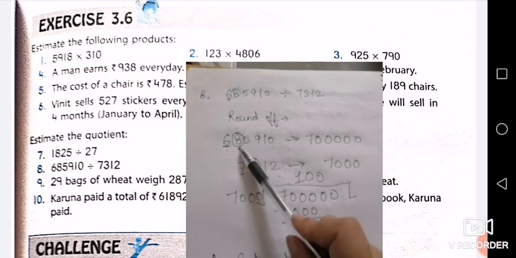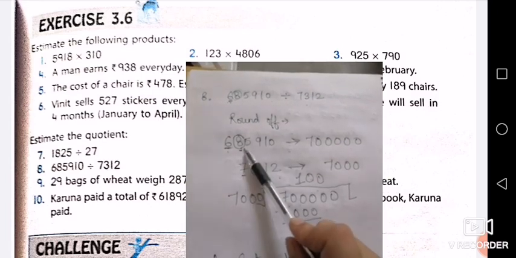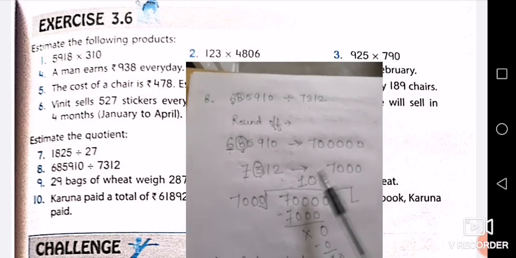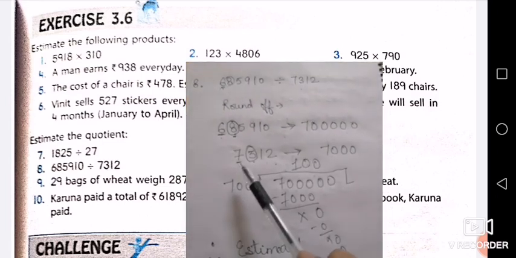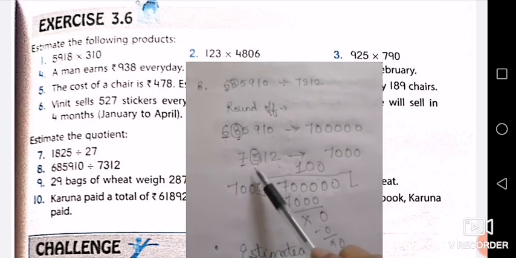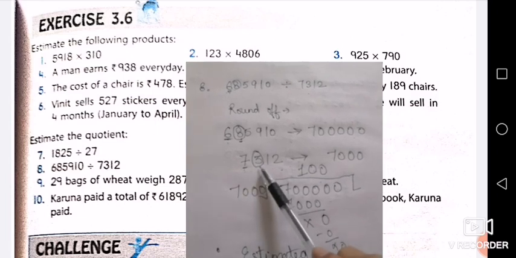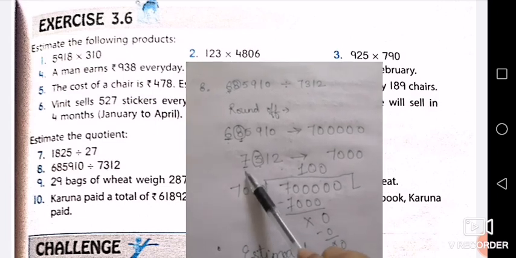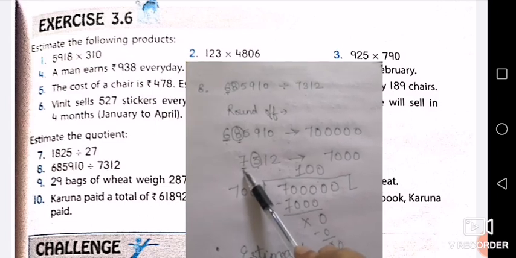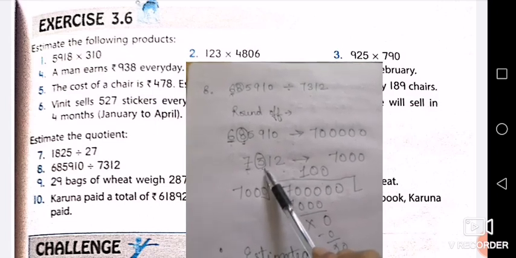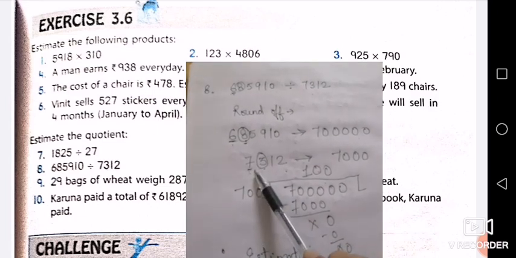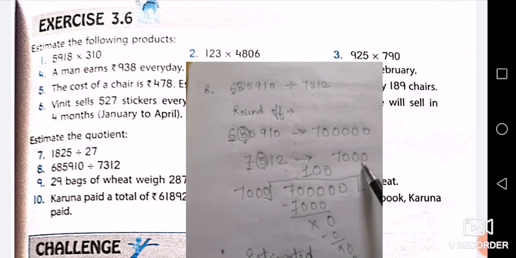The rest of the places after the encircled number will be 0. Now we'll come to the divisor, which is 7312. So again we will see this encircled place and this underlined place. Now the underlined place is 7, which is your 1000 place. Then we will move to this 100 place. Now this is 3. Now 3 is less than 5, so we are not going to add anything on the 1000 place. So that will become 7000.